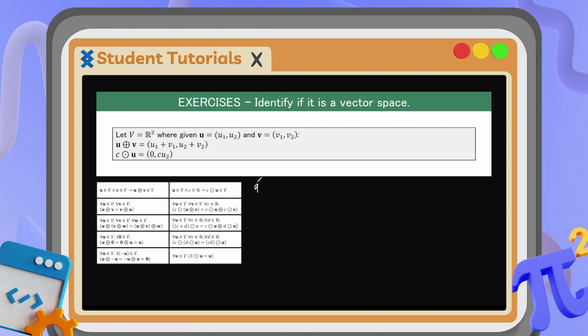Next is property number 9, wherein for all vectors u and 2 scalars c and d, it is similar to the associative property. So here we have c scalar multiplication of d scalar multiplication of u. And is that equal to cd, like arithmetic multiplication, with the scalar multiplication of (u sub 1, u sub 2)?